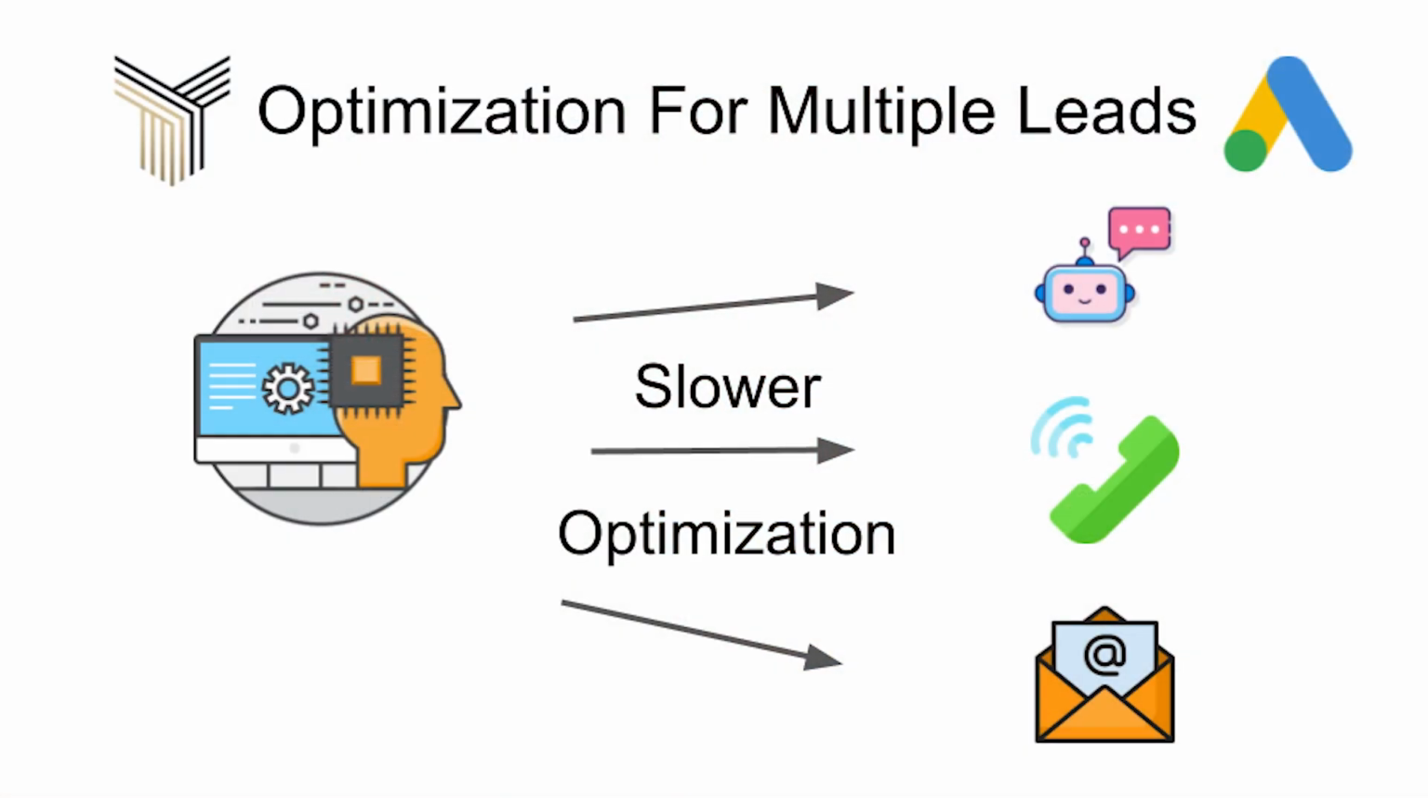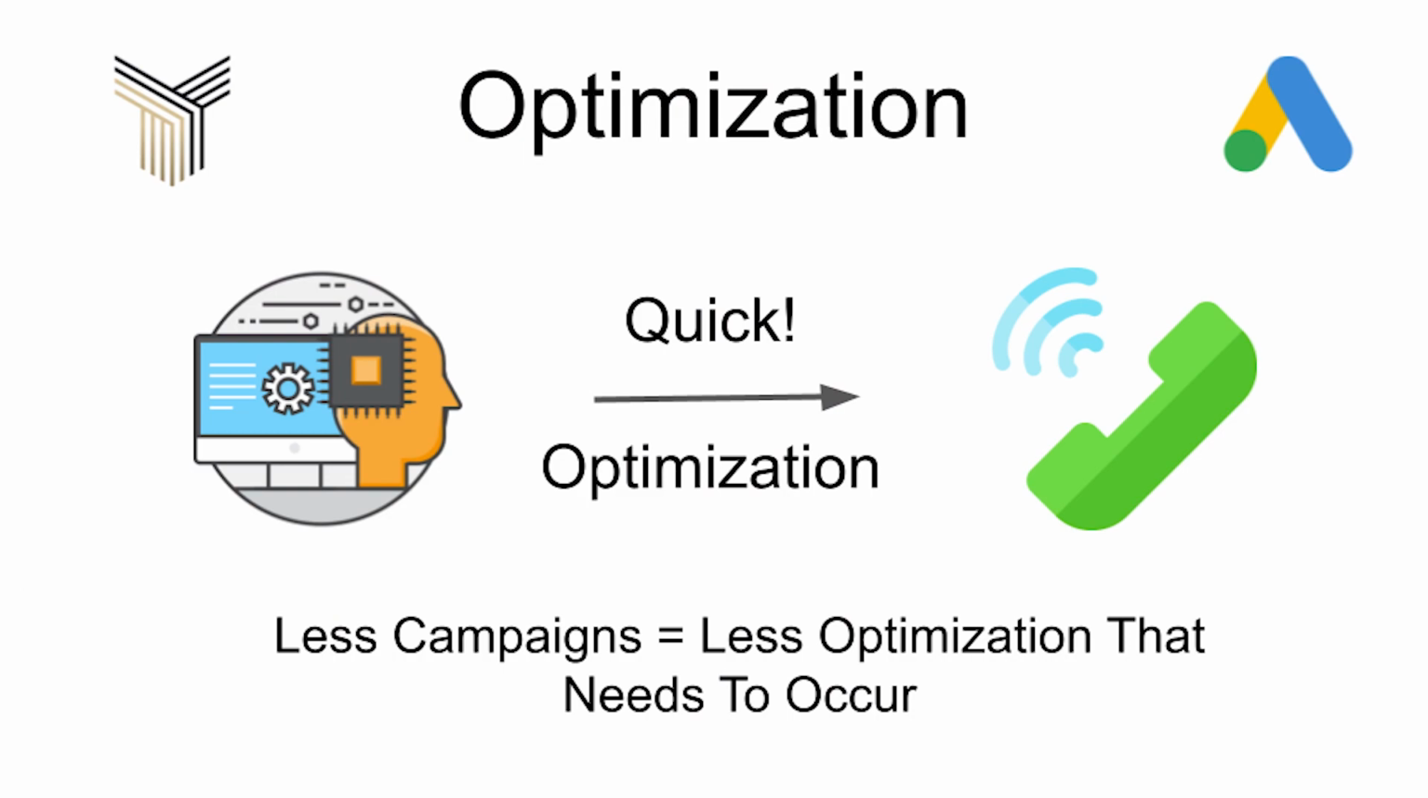The optimization period is going to take absolutely forever, and you're not going to see good results until month 3, 4, 5, 6. For most people, that's just too long to wait. You're going to waste a lot of money and waste a lot of time.